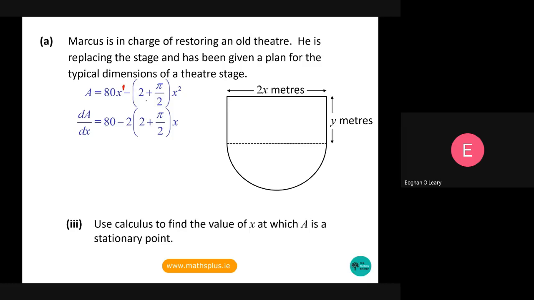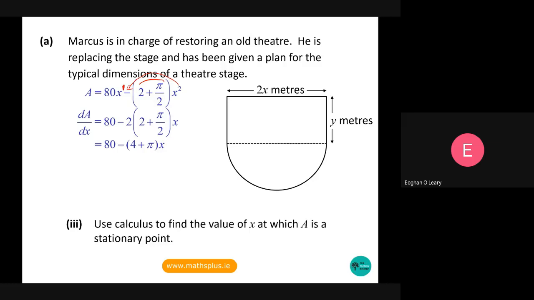When you multiply down by that and reduce the power by 1, 80 x to the power of 1 becomes 80. What's happening here is all this is just a constant, 2 plus pi over 2. If you put that into the calculator, it's going to give you a number, 3 point something. And you're just multiplying down by your power, reducing your power by 1, so you get minus 2 times (2 plus pi over 2) x. And again, you can have all this in decimals if you want. Okay, that is my first derivative. It simplifies down to 80 minus (4 plus pi) when you multiply through the 2, and that's times x. So minus (4 plus pi) times x.